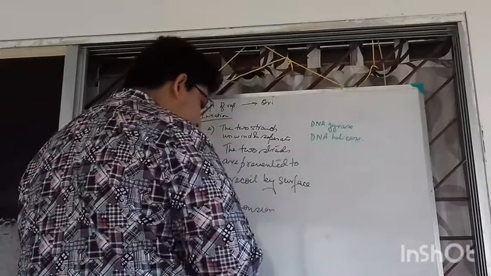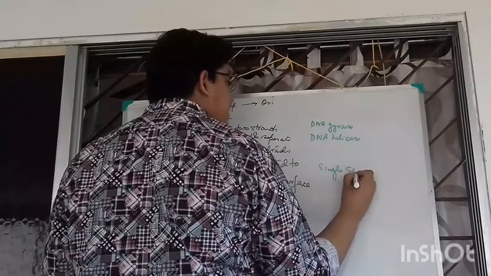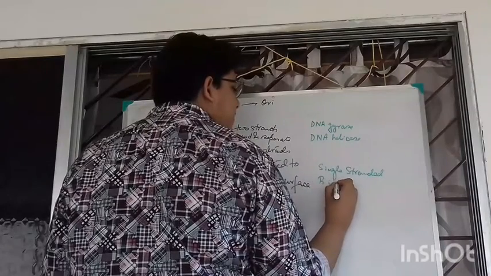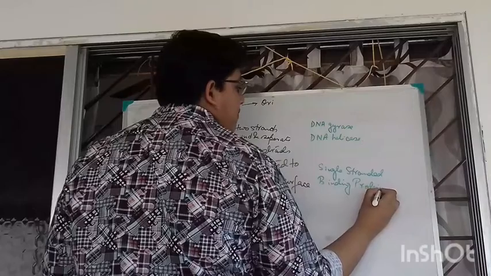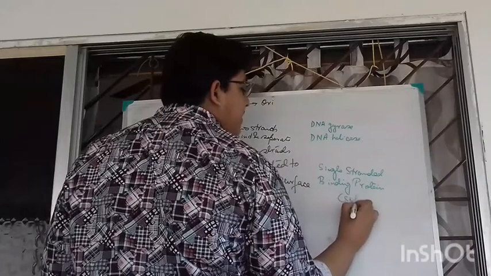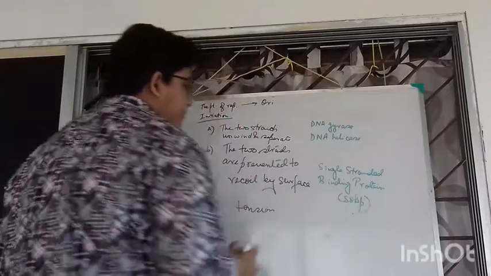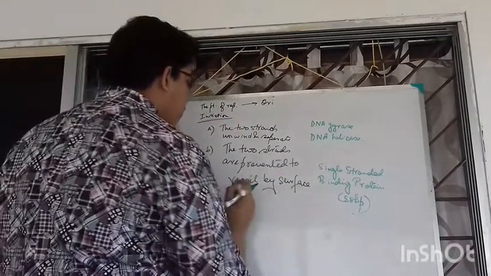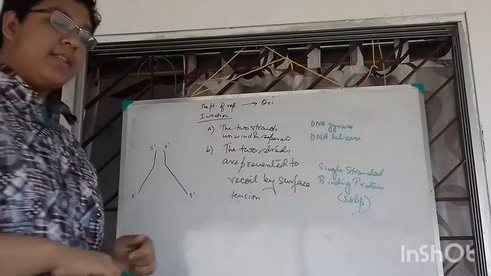This is known as single stranded binding protein, SSBP. SSBP prevents the two coils, the two complementary strands, from recoiling.